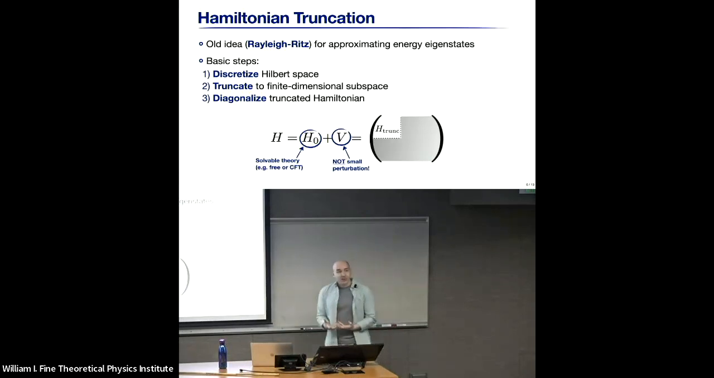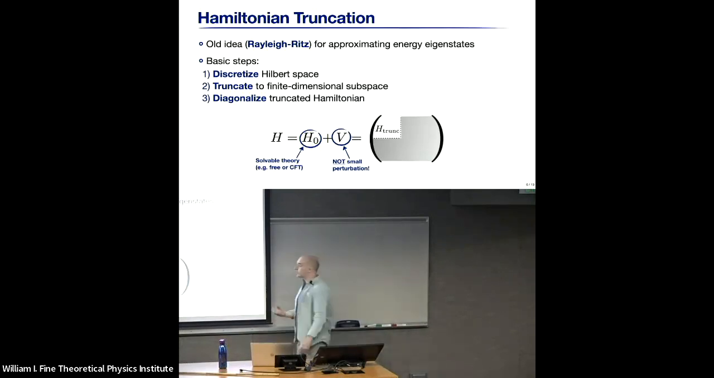Then once you have a discrete Hilbert space, what you do is you truncate. You just say, I'm going to restrict myself to some finite dimensional subspace of this full infinite dimensional Hilbert space. The Hamiltonian is some infinite dimensional matrix. So we're just going to restrict ourselves to some finite dimensional subspace, evaluate the Hamiltonian within that subspace, and then forget about everybody else. Pretend that this finite dimensional matrix is the Hamiltonian and diagonalize it. The idea is that the eigenstates of this truncated matrix are an approximation to the energy eigenstates of the true full infinite dimensional Hamiltonian.